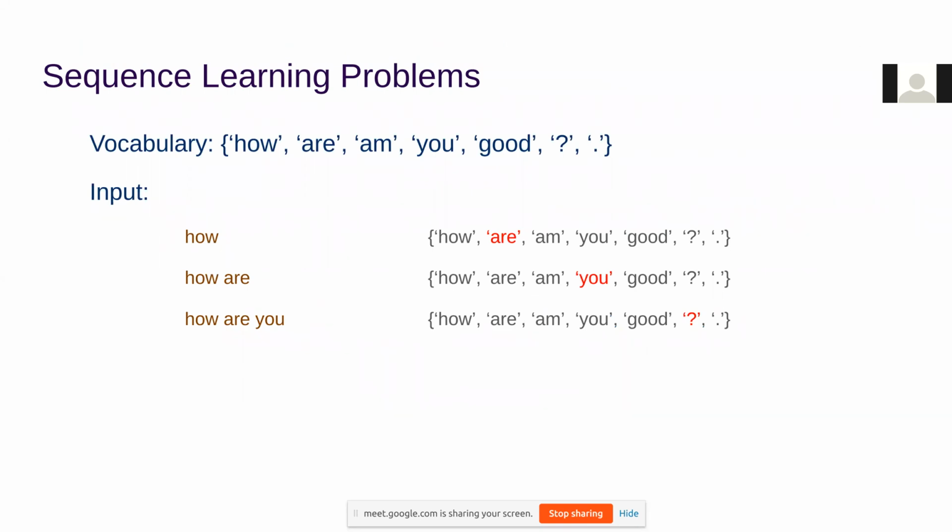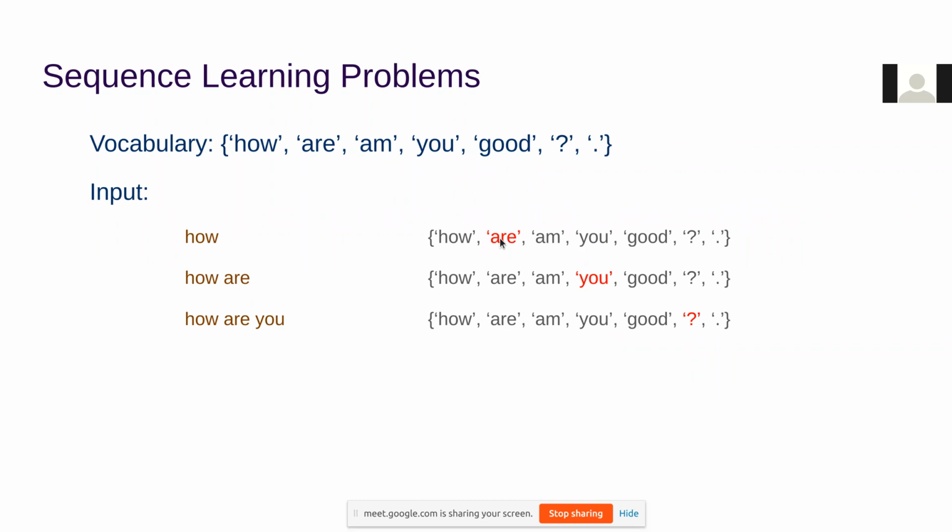So what is a sequence learning problem? Suppose there is a vocabulary of only these many words, that is, the vocabulary contains words like how, are, am, do, could, and so on. Let's assume the task is that, given a word, the network is supposed to predict the next likely word from this vocabulary. Here, if we assume the first word to be how, then the next likely word in this vocabulary is are.